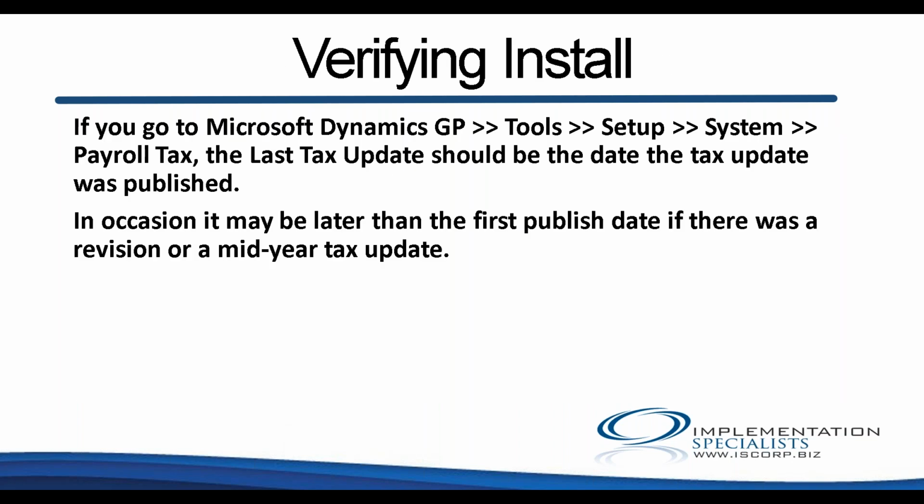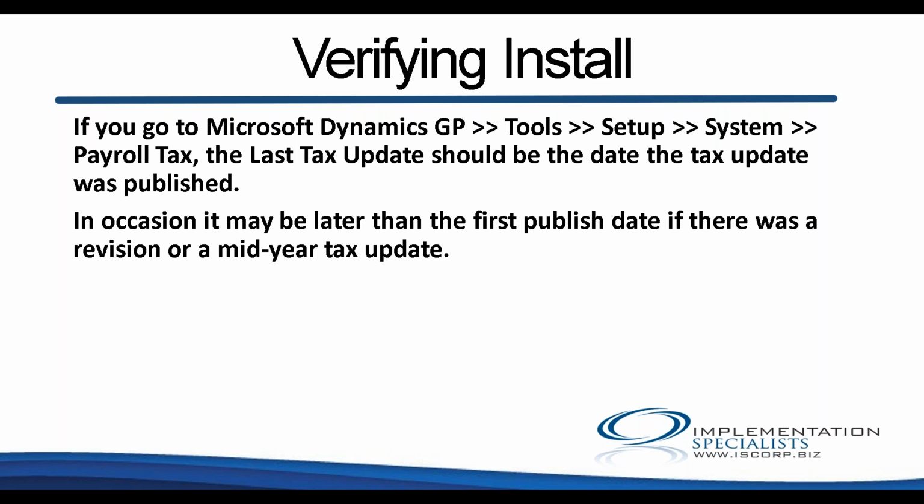All right, and then verifying your install once you have your tax table. Anytime you do an update, we want to make sure it gets in there. So in order to do this, if you go to GP Tools, Setup, and like I said, it's a system-wide change, you go to System and Payroll Tax. There'll actually be a field that shows the last tax update, and that will be the date that the tax update was published here. So the page may be a different one on GP. I'll show you how to identify the dates you need.